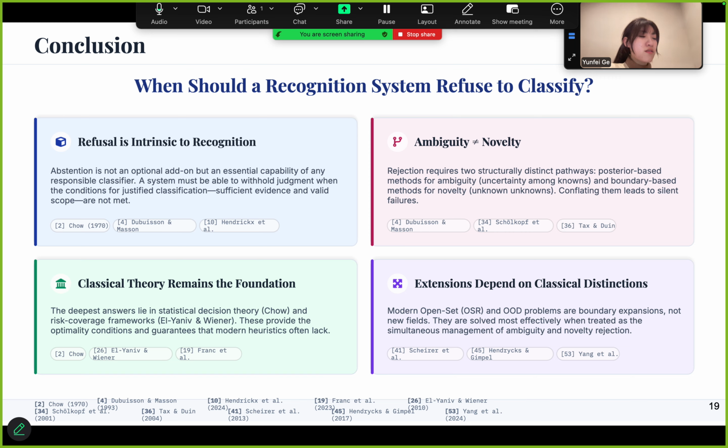And the classical theory, statistical decision theory, and the risk-coverage framework provide the optimality conditions and guarantees that modern heuristics often lack. Modern methods are extensions and implementations of these classical ideas, not replacements for them.